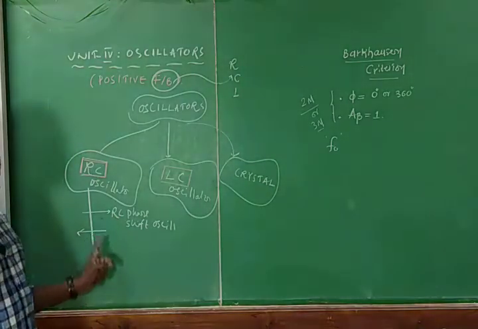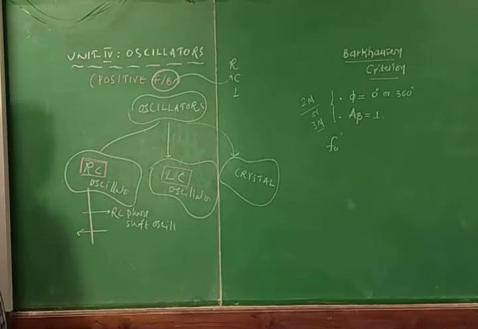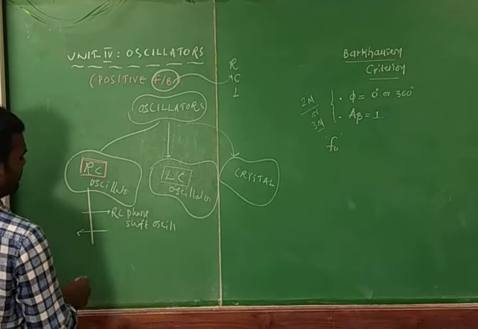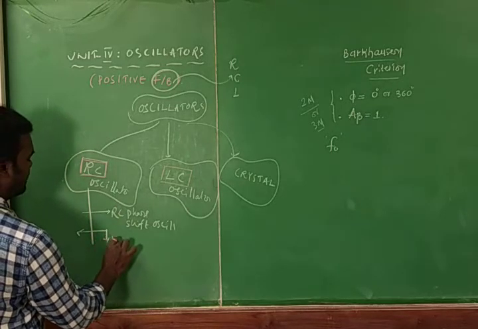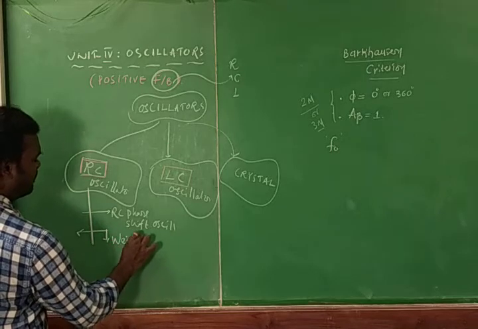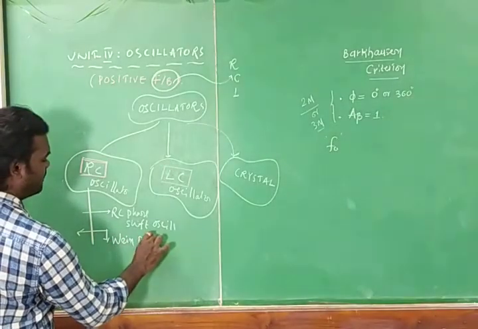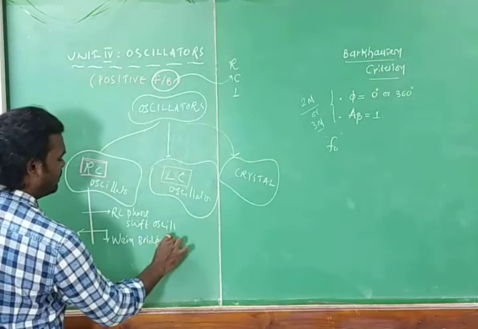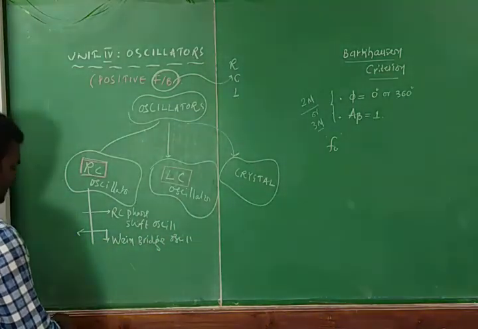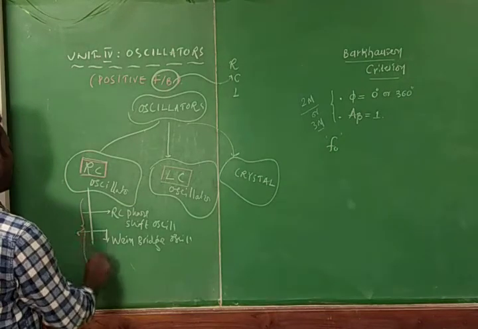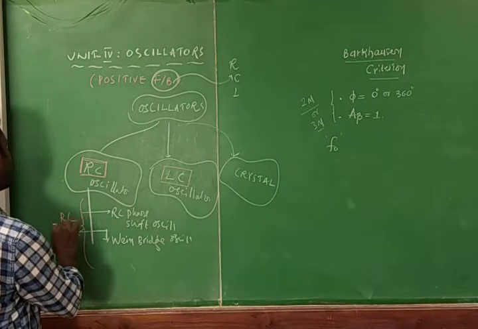R and C are nothing but resistor and capacitor. The second type of RC oscillator is called the Wien bridge oscillator. These two are RC oscillators only.